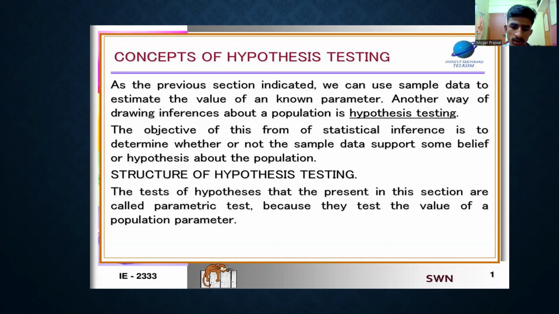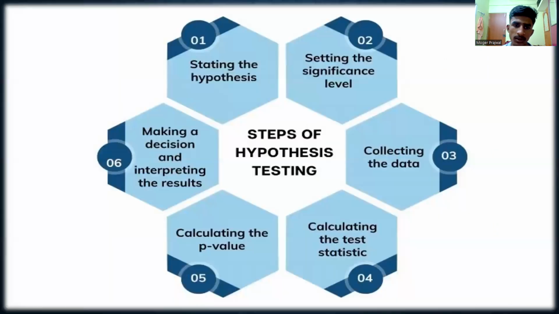And the structure of hypothesis testing. The tests of hypothesis that we present in this section are called parametric tests because they test the value of a population parameter. And then what are the steps of hypothesis testing? There are six steps. The first is stating the hypothesis, setting the significance level, collecting the data, calculating the test statistic, and calculating the p-value. And the last one is making a decision and interpreting the result.